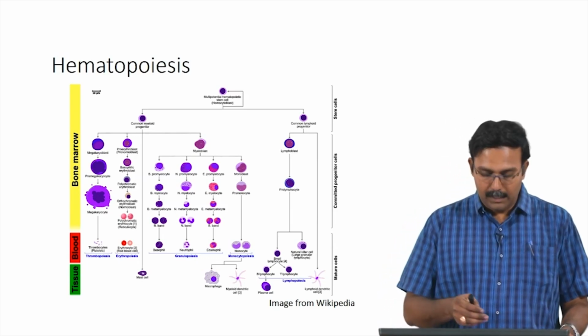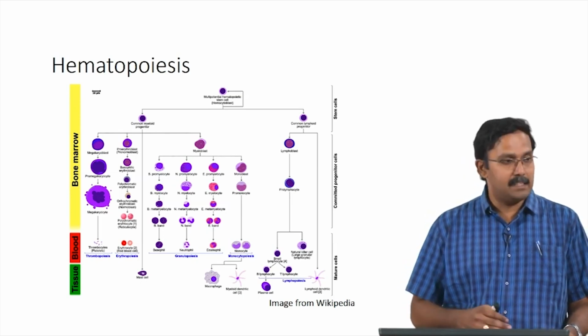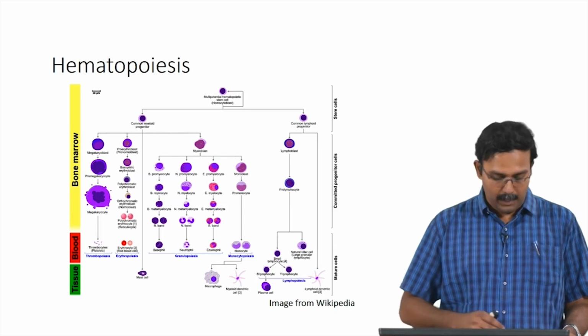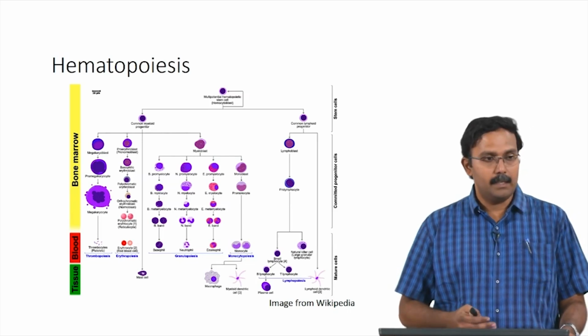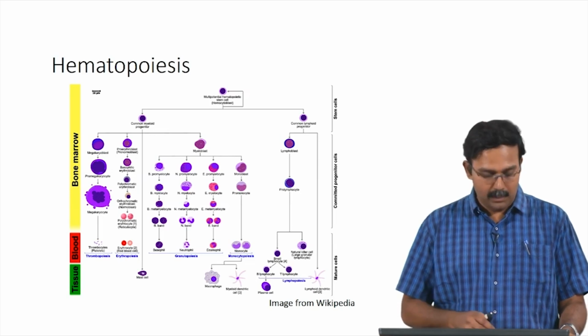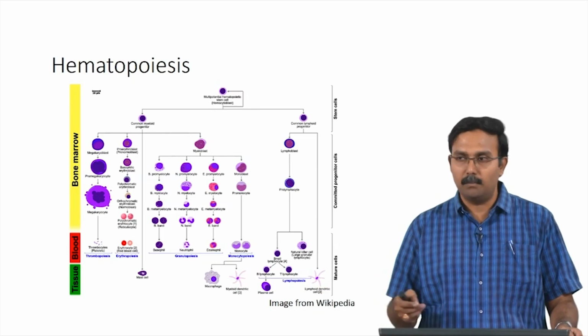Okay. What you need to notice here is where these differentiations happen. Until the last step, everything happens inside the bone marrow, and the final step is where it happens in the blood. The final maturation happens in the blood or it gets released into the blood.